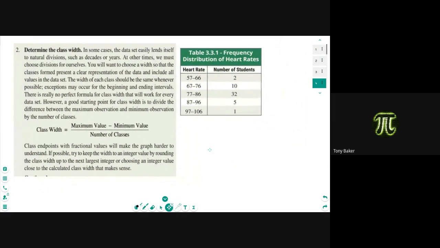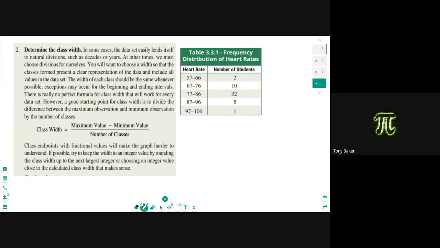Next part. Once you've determined how many classes you want, how many groupings you want, we have to decide what our class width is going to be. So the class width actually has a formula. As I said, we're going to get into some math and do some actual calculations. Your class width is your maximum value minus your minimum value, divided by how many classes you want. All right?